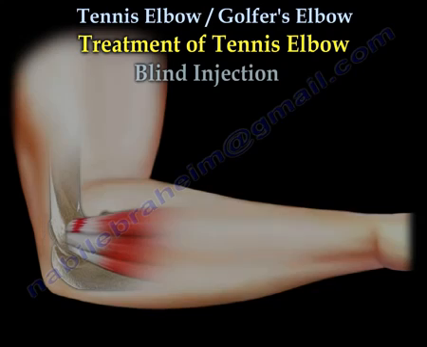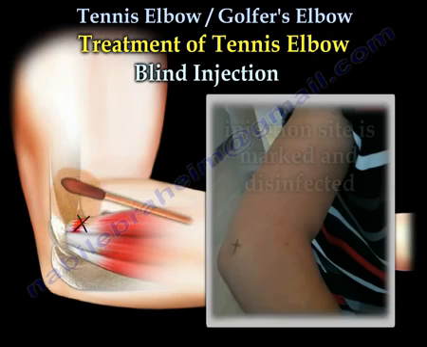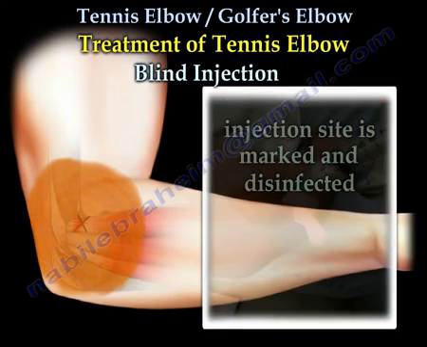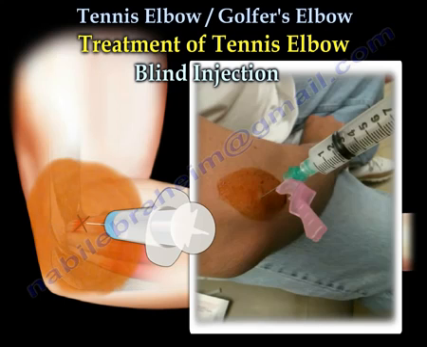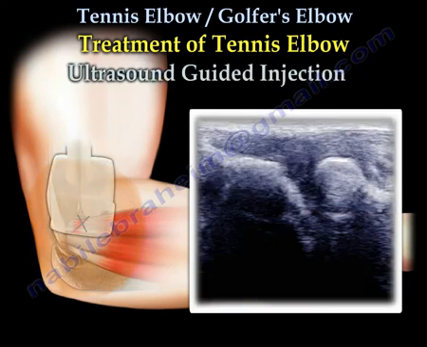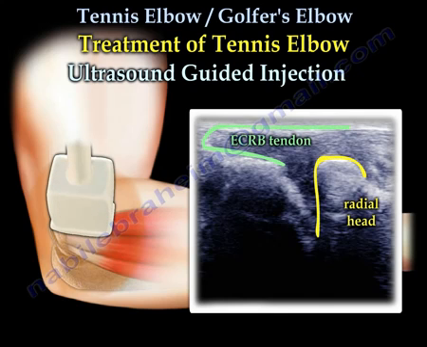Here you can see the blind injection. The site is marked and the skin is disinfected, and the therapeutic fluid is injected into the selected marked site. Here is the technique of an ultrasound guided injection. You will identify the radial head and the tendon.